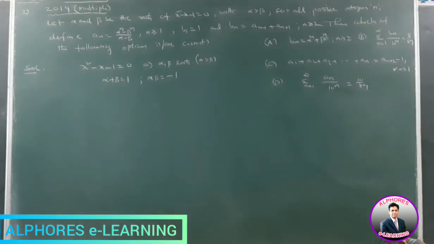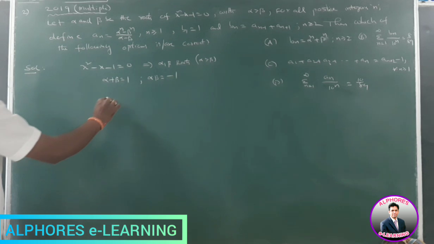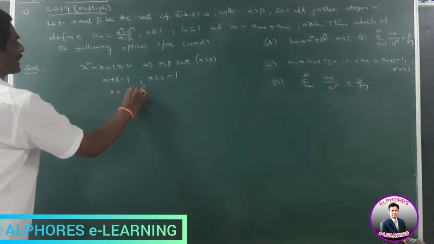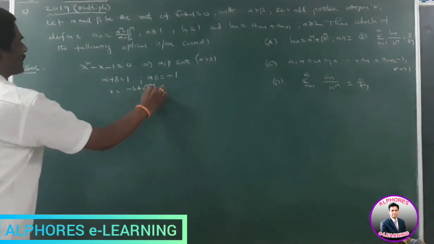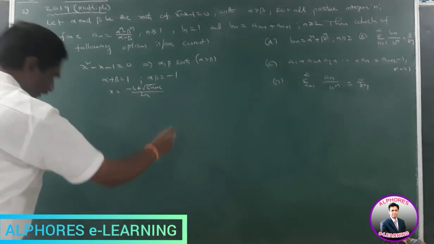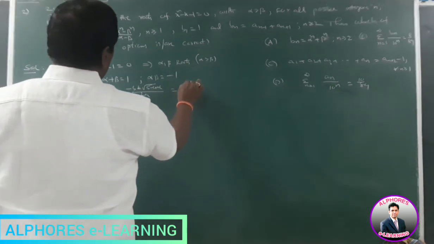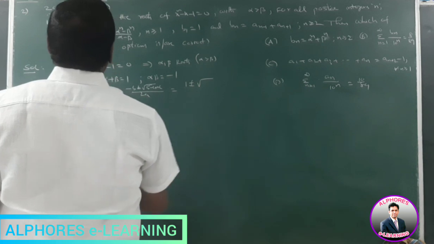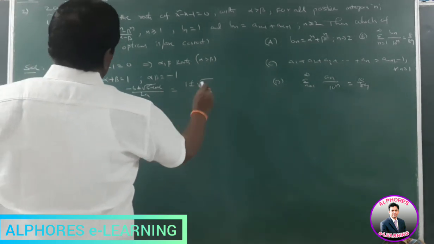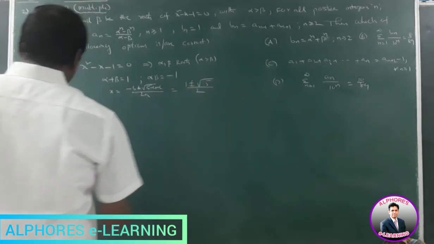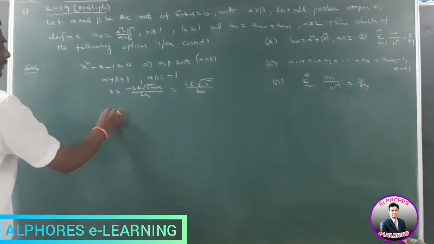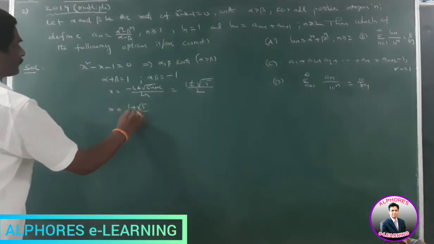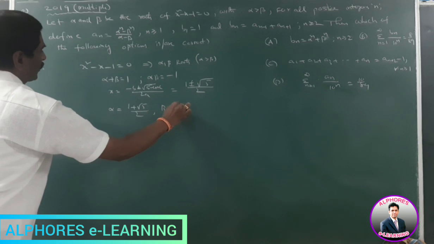And at the same time, what are the values of alpha and beta? Applying x is equal to minus b plus or minus root over b square minus 4ac by 2a, we get alpha and beta. That is equal to 1 plus or minus root over 1 plus 4, that means root 5, by 2. So, alpha is equal to 1 plus root 5 by 2, beta is equal to 1 minus root 5 by 2.